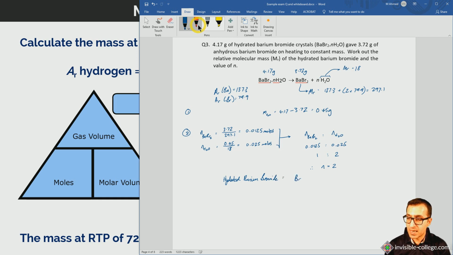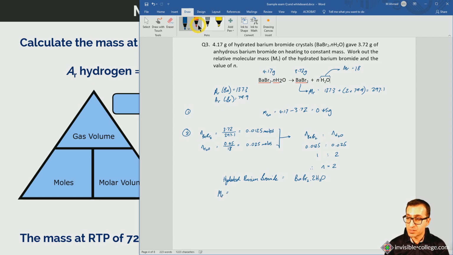is this, BaBr2, and the water of crystallization is 2 molecules of water for every formula unit of barium bromide. So now we can answer the question. We can calculate the relative formula mass of hydrated barium bromide crystals.